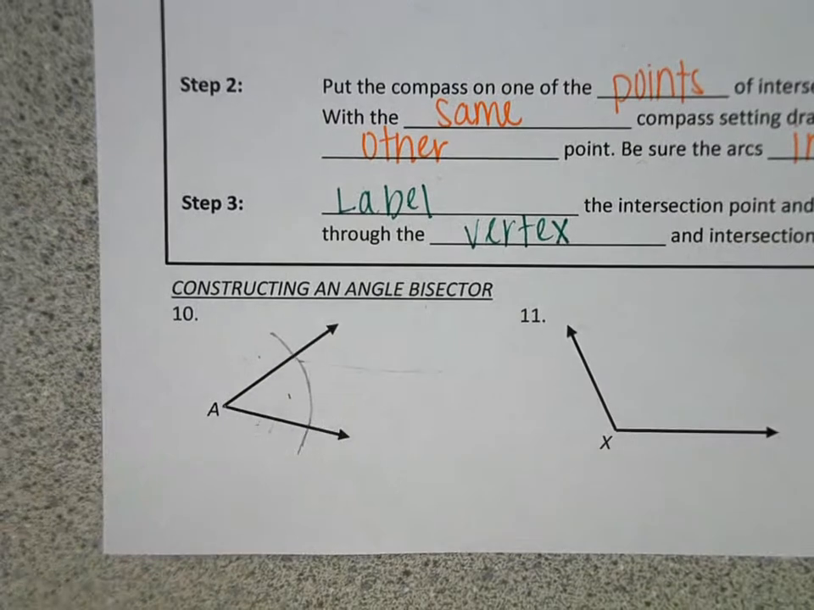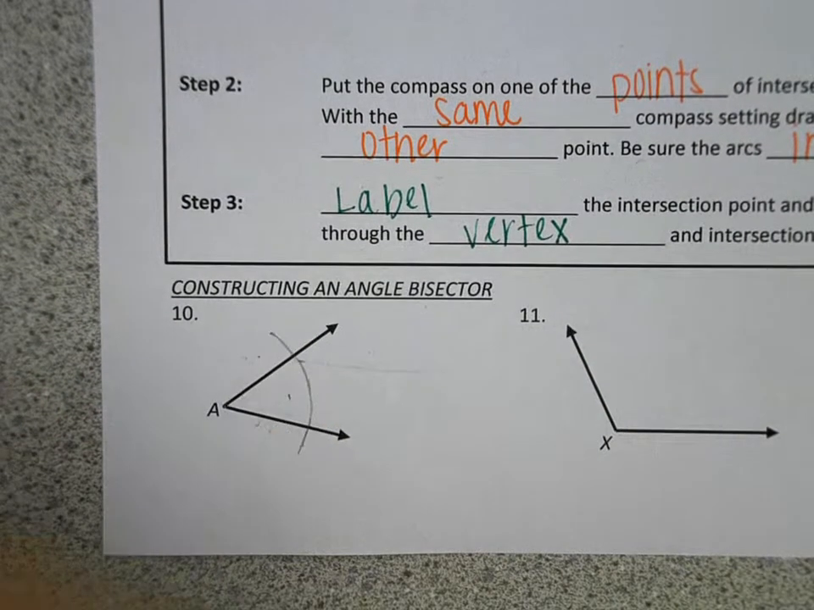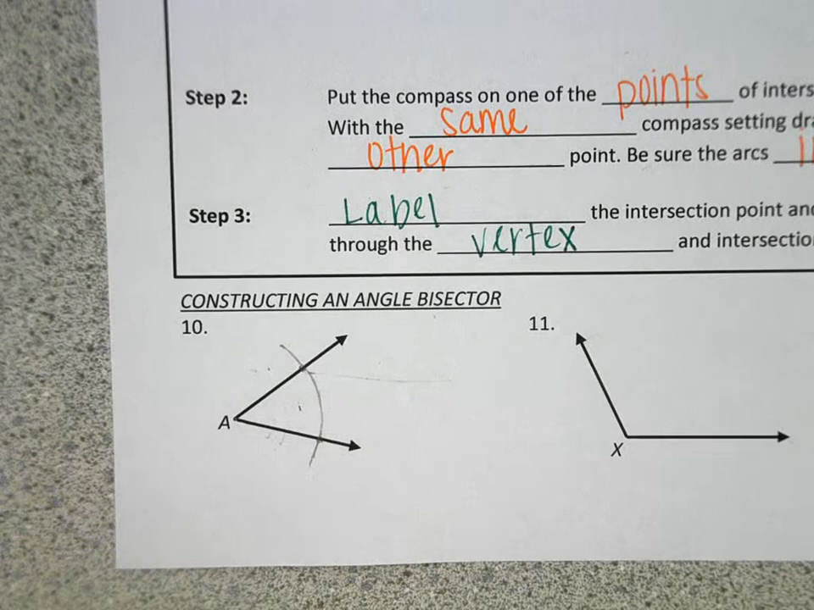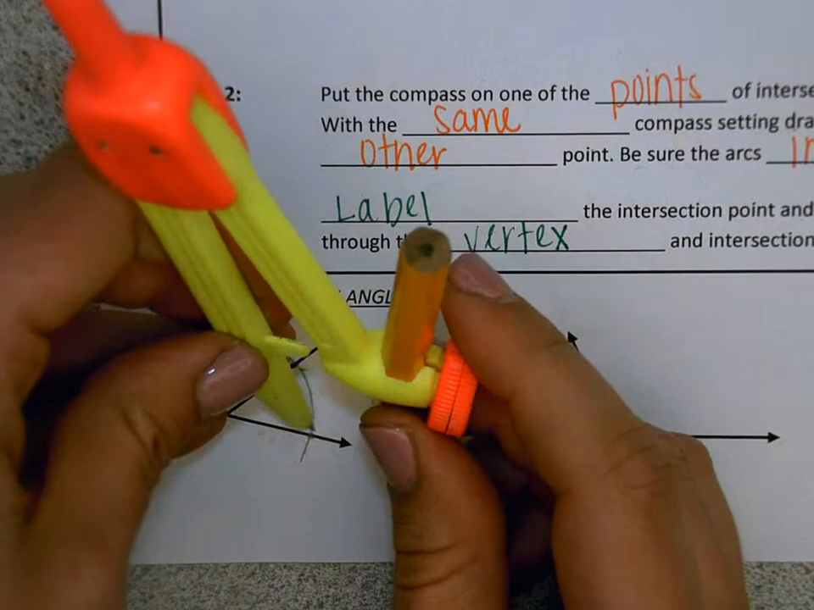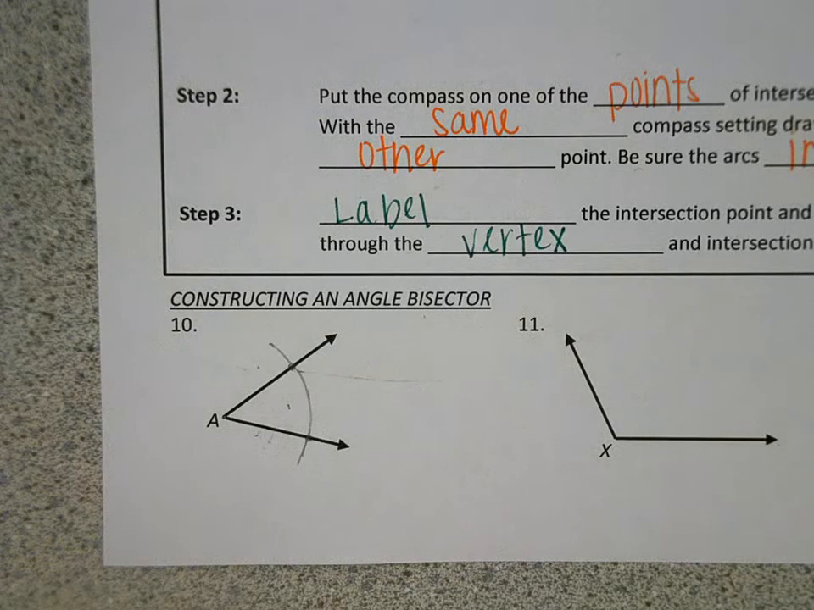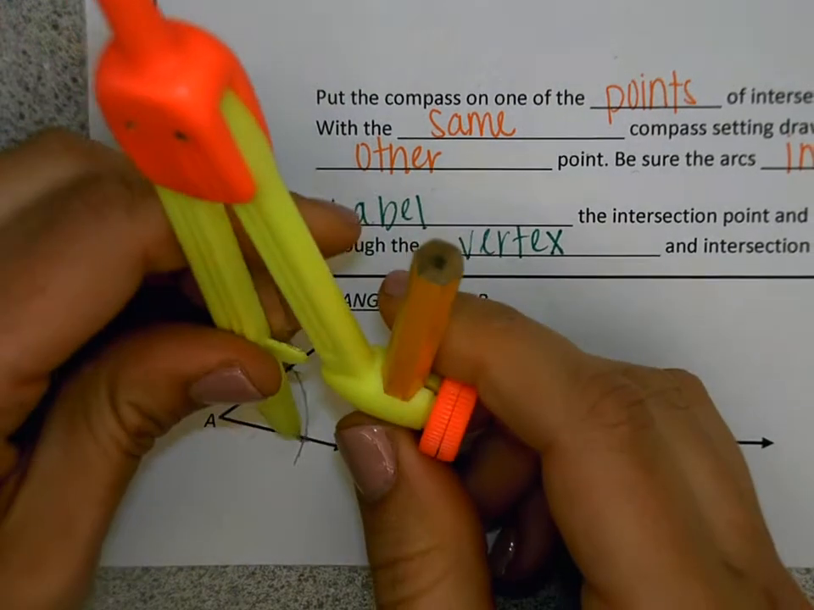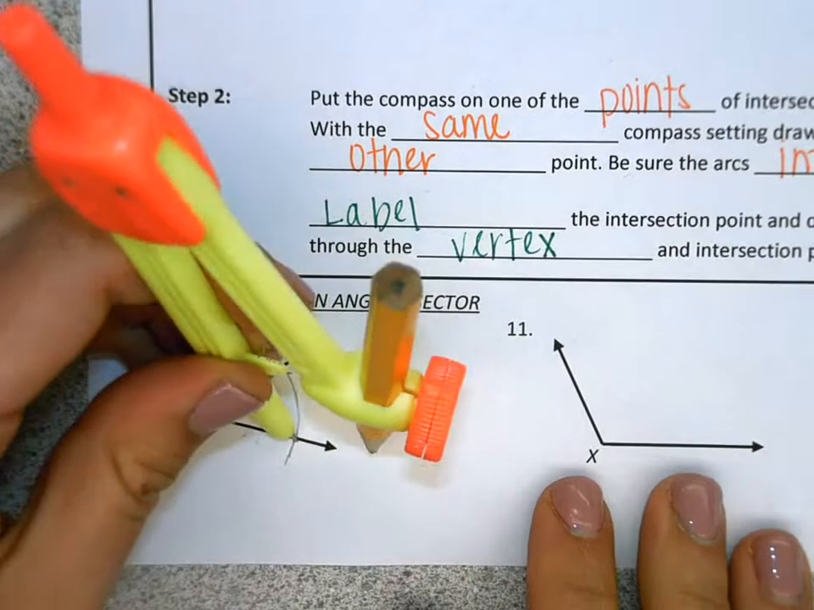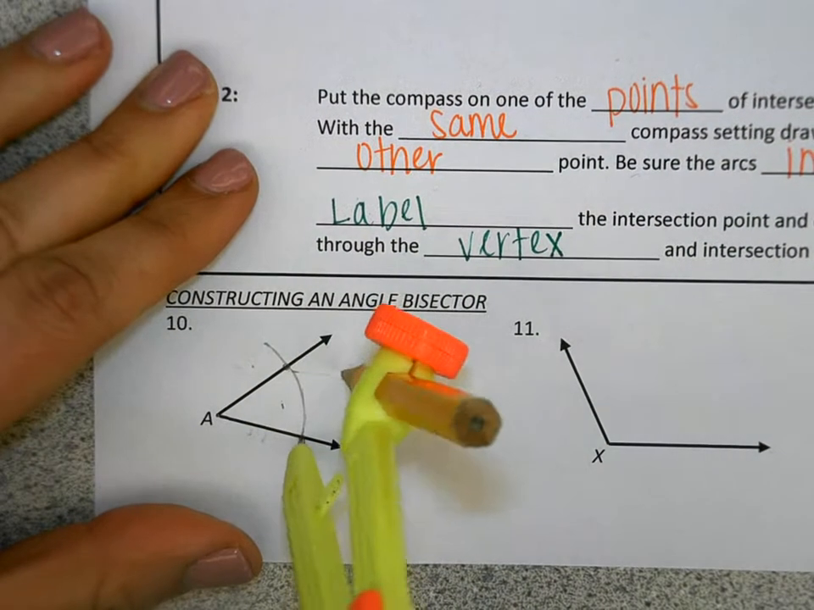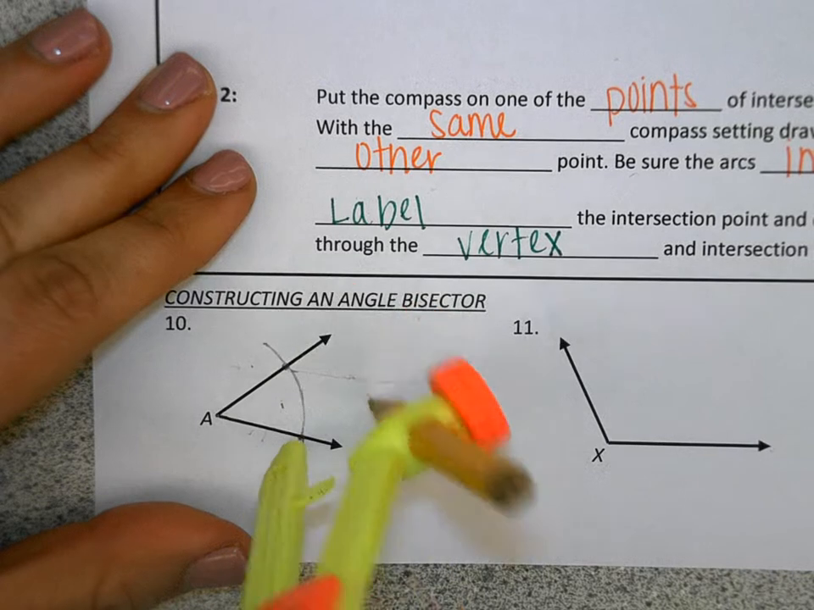Okay, so then what you're going to do is you're going to use those points of intersection with the angle as your starting points. And you can leave your compass in the same setting, or you can make it smaller, wider. It really doesn't matter because they're going to intersect anyway. So we're going to put the compass on the point of intersection, and we're going to draw an arc so that it goes outside.